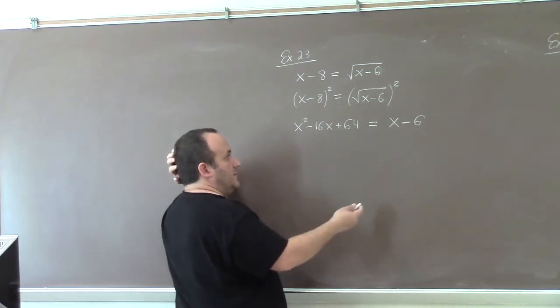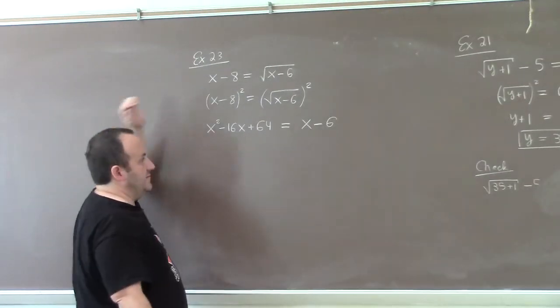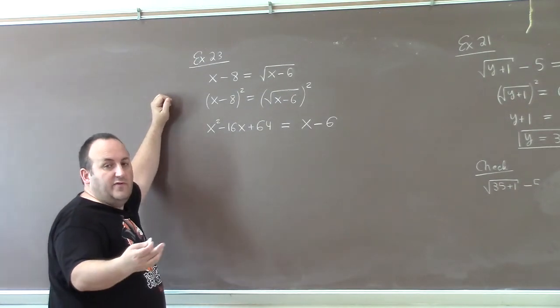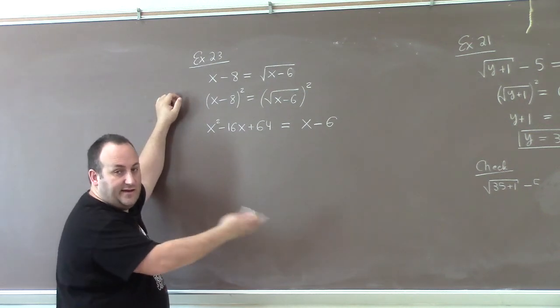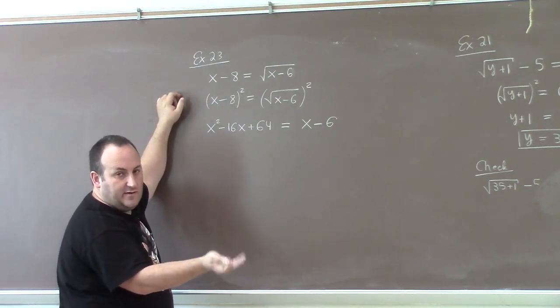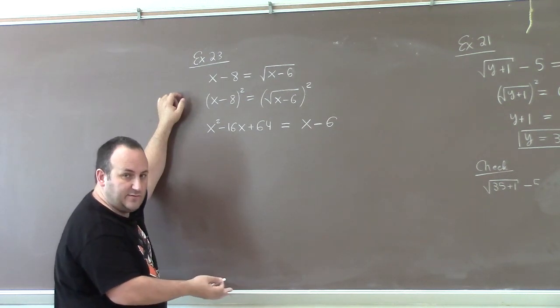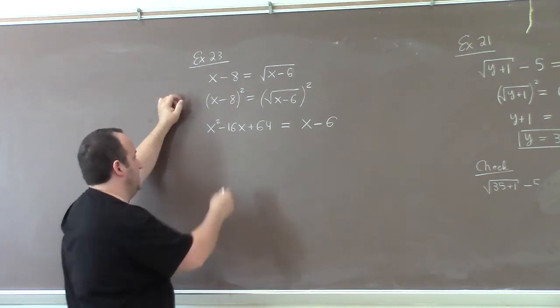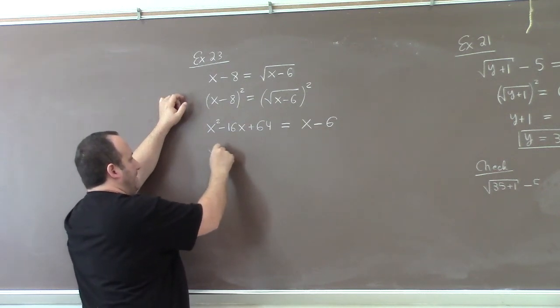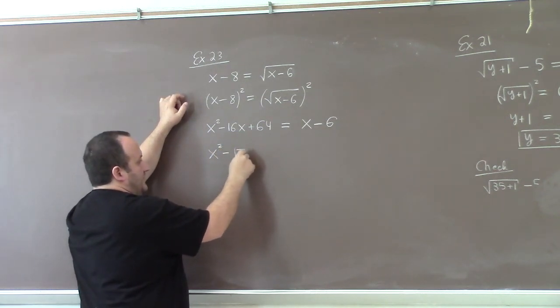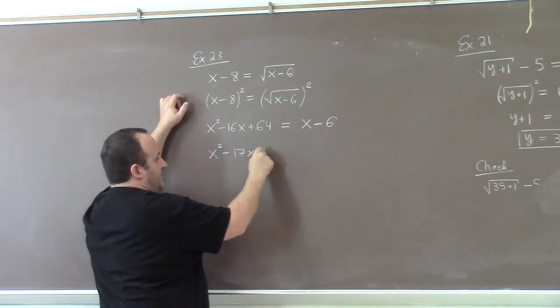Okay, so I don't know how to solve that. But if I move all my x's to one side, then I've got a quadratic equation, which I can either solve with the quadratic formula, or I can try to factor if it's nice, or if that doesn't work, I can complete the square. So this gives me what? x squared minus 17x plus 70.